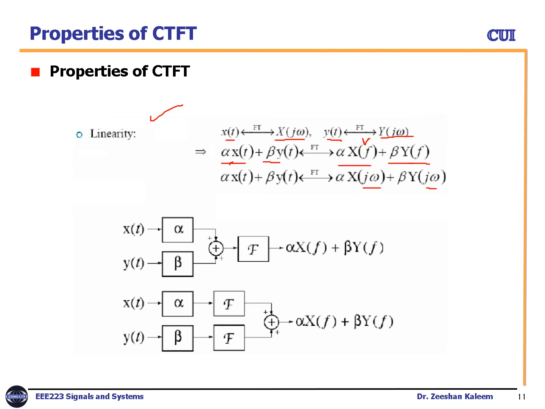In block diagram representation, x(t) into alpha, y(t) into beta, then add, then take the Fourier transform, because this was in time domain. This gives alpha X(f) plus beta Y(f).